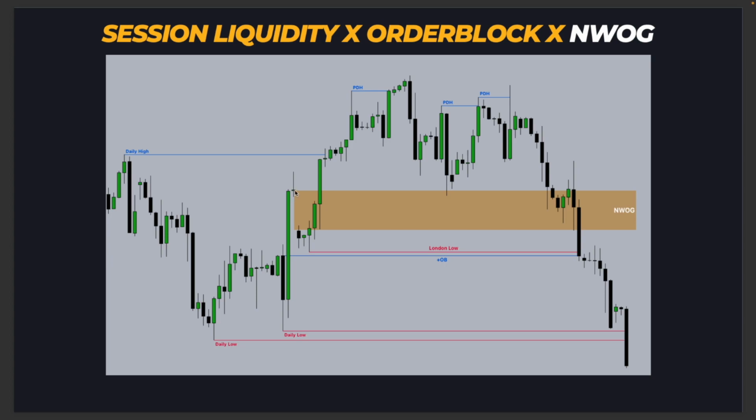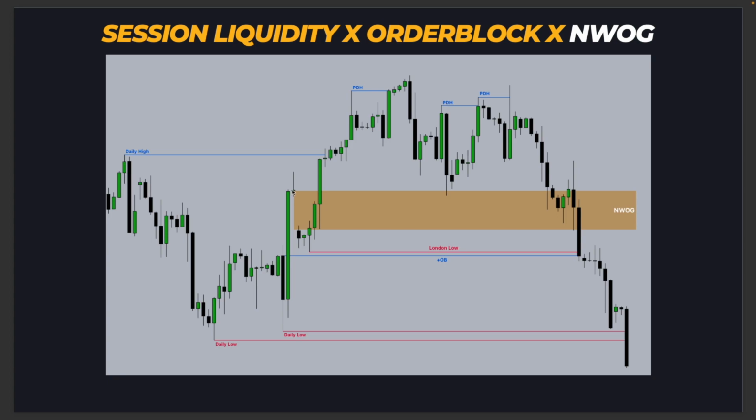Well, we have this new week opening gap. How do we internalize this? How does it make this swing low more probable to be delivered to? Because we understand that higher time frame bias is what? Bearish. And we also understand that price does two things: reaches for liquidity or inefficiencies.